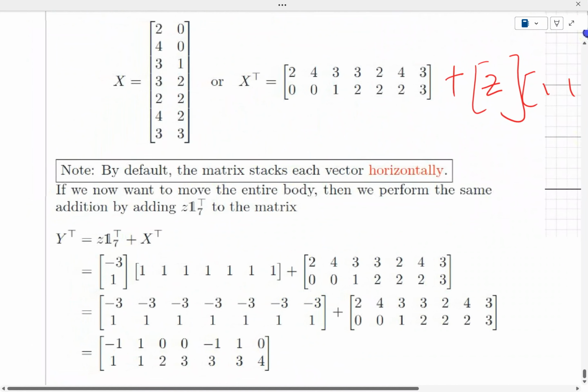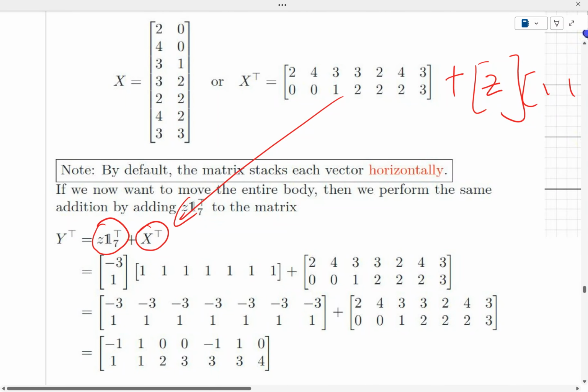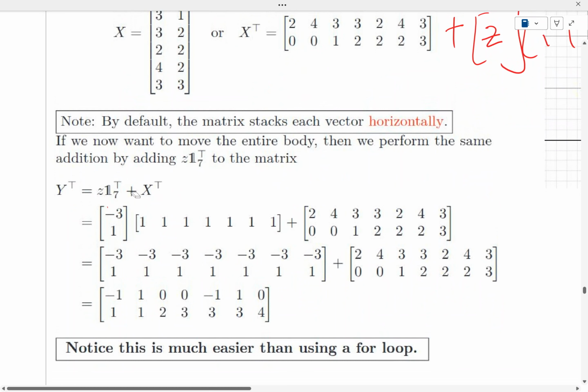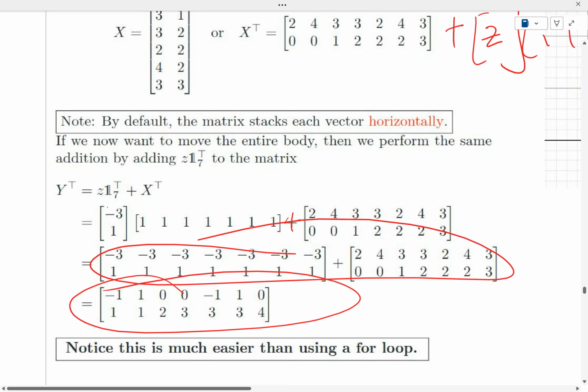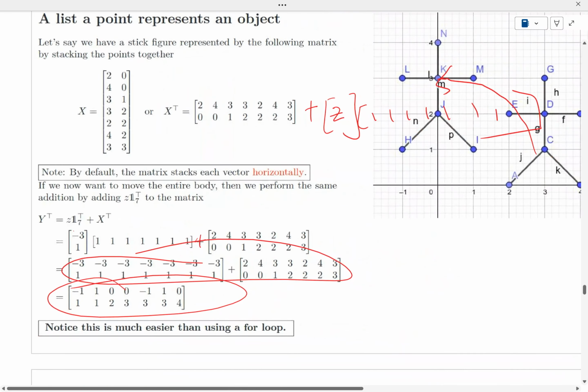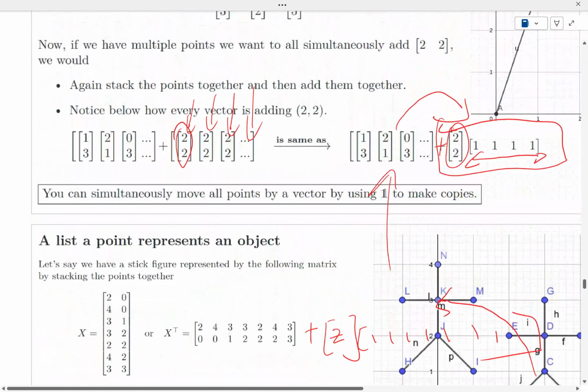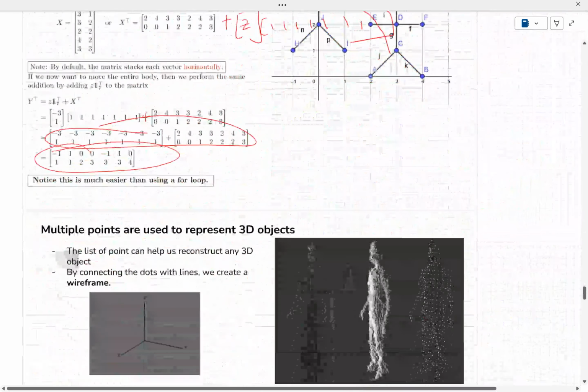And the way you write it is this: you take the data, and then some vector you want to move, and you make multiple copies of them. Right? So right here you see, I want to move by -3 and 1. And then I made multiple copies of them. Then I add them together, resulting in simultaneously moving every single point. So that's how you go about moving all the points. This is how you go about rotating all the points simultaneously.